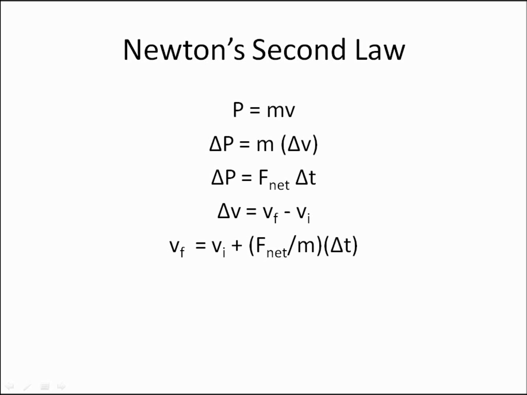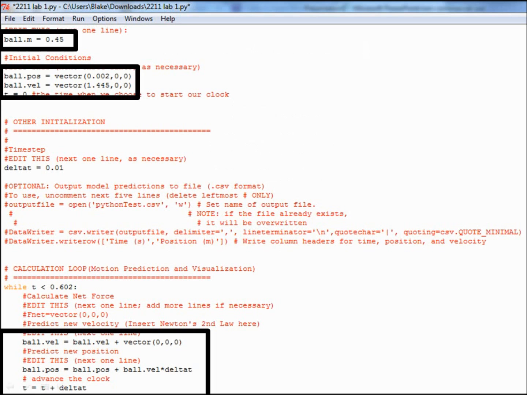To find this theoretical data, I used the programming language Python to simulate Newton's second law using the equation v sub f is equal to v sub i plus F net divided by m times delta t. And the integral of that equation, the final position is equal to the initial position plus the average velocity times the change in time.